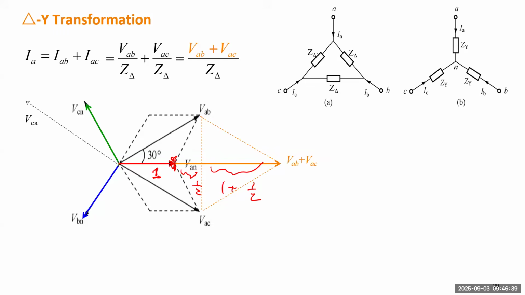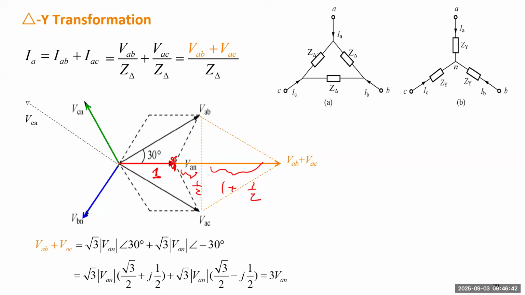You can use complex numbers to prove it. You just calculate the summation of VAB and VAC because you already know the phasor representation of each voltage. You change each one into the form of real part plus imaginary part, and the imaginary parts cancel out. So finally, you get 3 times VN. So you can either use the geometry to prove it, or just use the complex number formula to prove it.